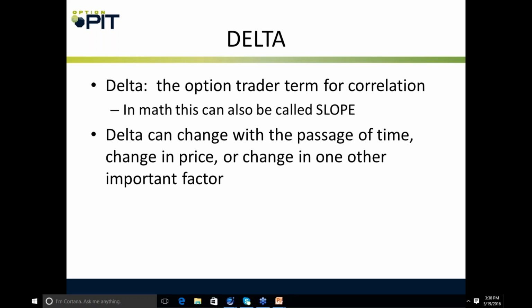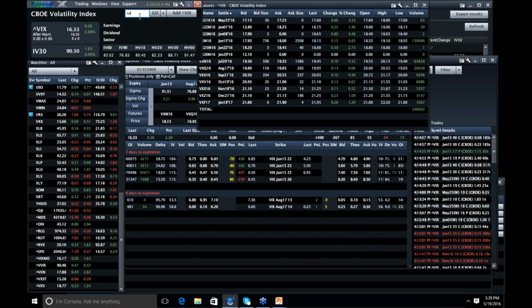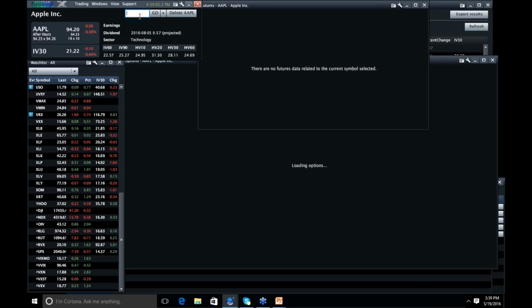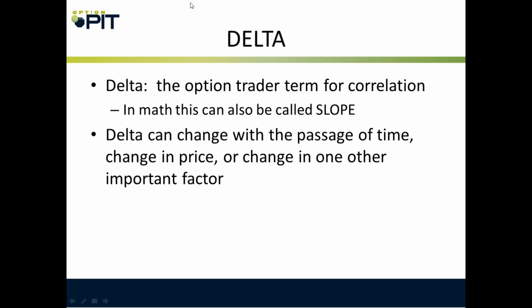Think about it. Apple closed at 94.20. What do you think the odds are that it closes above 100? What do you think the correlation of the 100 call is to Apple that expires tomorrow? Small. What do you think the correlation of the 100 call is that expires in 2 months?